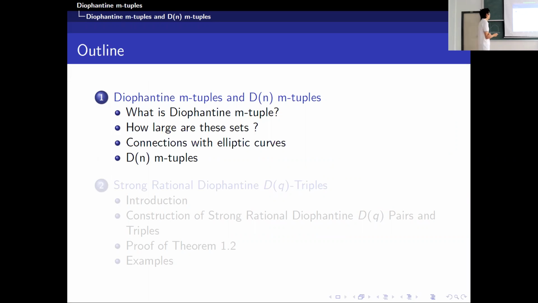The topic of my presentation is Diophantine m-tuples, and I divided my presentation into two main parts. First, I will give an overview of Diophantine m-tuples and D(n) m-tuples. This includes what a Diophantine m-tuple is, where they come from, how large these sets can be, connections with elliptic curves, and also D(n) m-tuples. Second, I will talk about our main article, strong rational Diophantine D(q) triples.